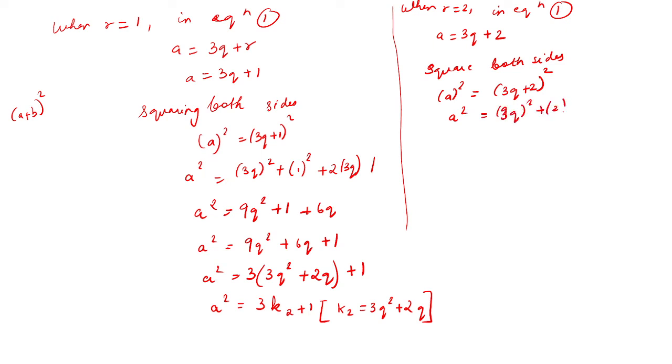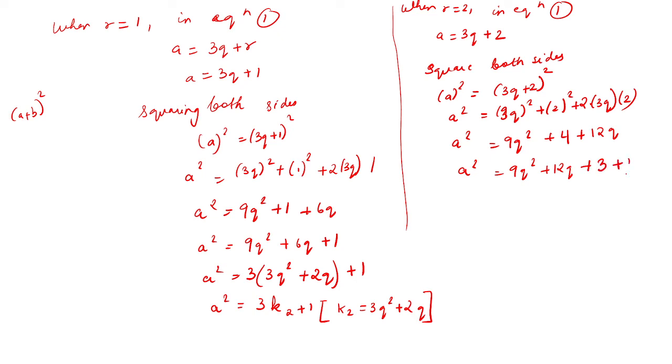plus b square plus 2ab, so 3q and 2ab. Alright, so this becomes 3q square is 9q square, this becomes 4, and this becomes 2 into 6, 6 into 12, 12q. Now what I can redo is, can I write this as 9q square plus 12q plus, instead of 4, I'll write it as 3 plus 1, okay?